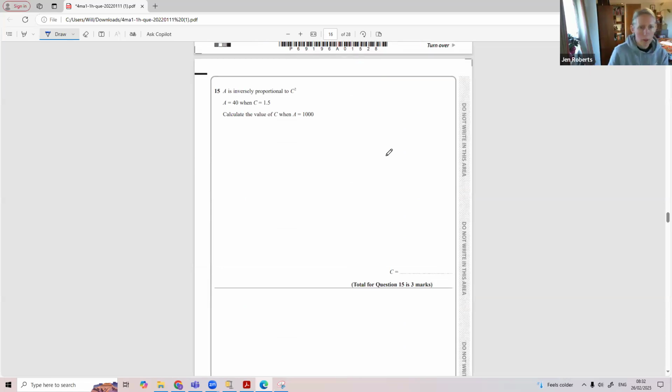Now, the main mistake here that people make is, when it's done in words, they miss out the square bit. It actually says c squared. You probably won't miss this out. A is inversely proportional to c squared, which means A is equal to k over c squared.